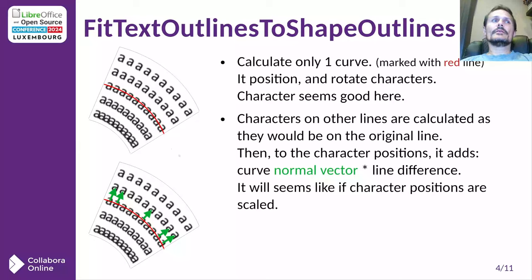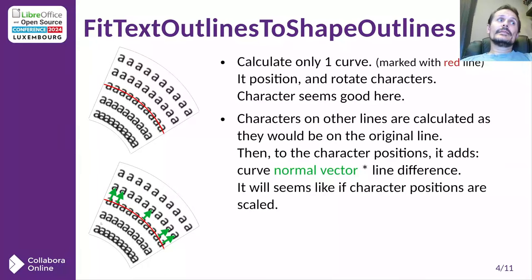But after it calculates the other lines, it does not calculate other curves, it just moves the characters to the other line. I mean, the next line will be calculated on the same base curve, and then moved with the normal vectors of the curve multiplied by the line number, how many lines we want to move it up or down. But these normal vectors are not parallel with each other, so it means when we move the letters, they will be separated, or they will move closer to each other. That's why there will be more space or less space between them.